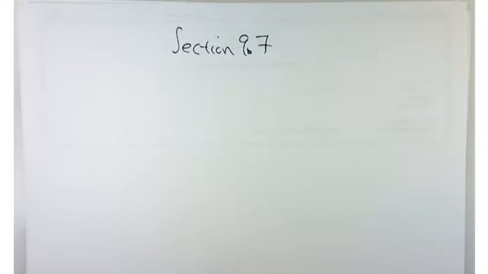Section 9.7, we're going to work on complex numbers. The overall goal of this section will be to multiply, add, subtract, and divide complex numbers. We'll also look at powers of something called i.